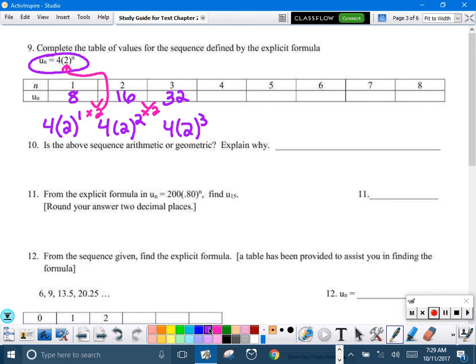Okay, I'm going to continue multiplying by 2. So 32 times 2 is 64. Times 2 again is 128. Times 2 again is 256. Times 2 again is 512. Times 2 again is 1024.